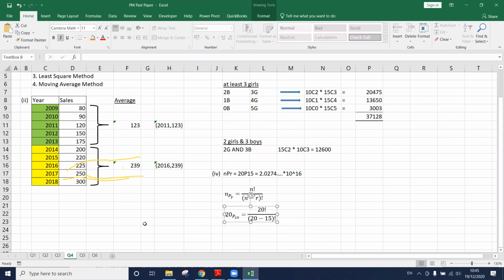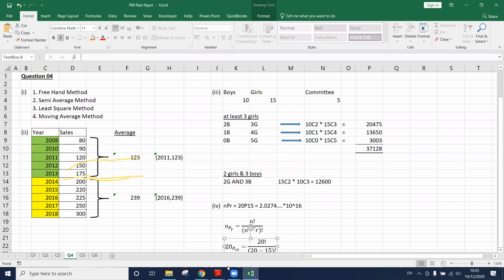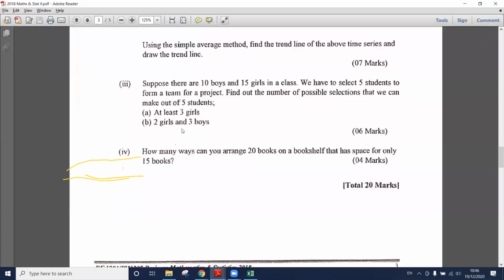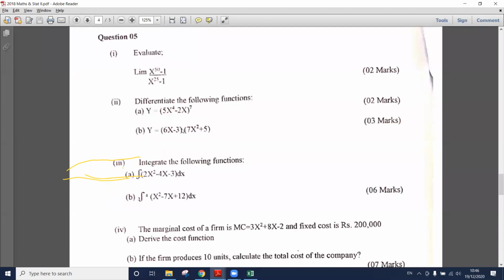Okay. So we'll move to question number 5. Question number 5 is on differentiation and integration, right? For 20 marks. Right? Try this.